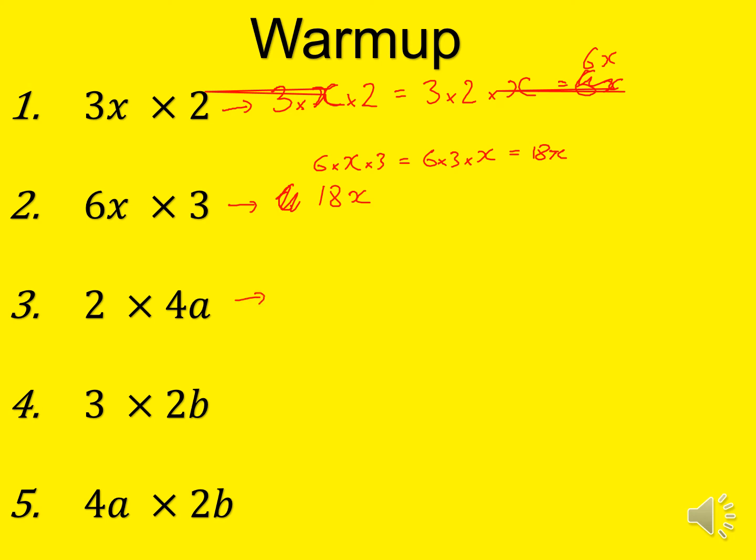Okay, so this one we're going to do it the faster way. We're going to times the numbers, then times the letters. So 2 times 4 gives us 8, and times the letters, a. So the answer is 8a. Next one, times the numbers. So 3 times 2 is 6, then times the letters, which is b. So we end up with 6b. And last one, again we're going to take the shortcut and we're going to times the numbers and times the letters. So 4 times 2 gives us 8. A times b gives us ab. So answer overall is 8ab.